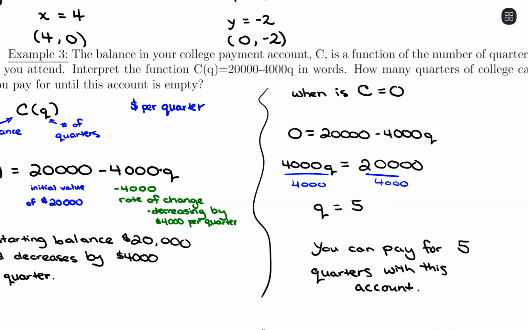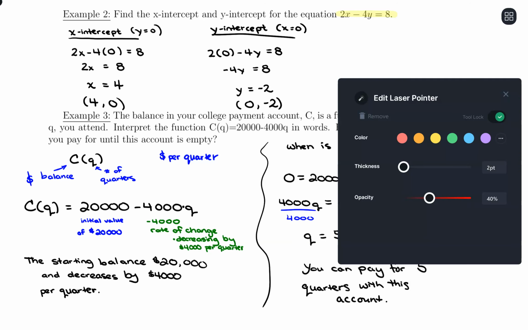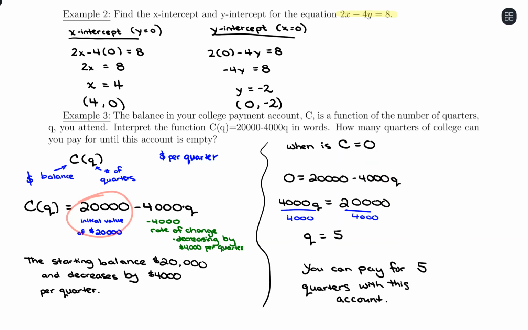All right, so there's a little interpretation, as well as this just found an intercept. As soon as you set an input or an output to 0, you're finding some sort of intercept, whether in this case it would be like the balance being 0 or the number of quarters being 0. If we were looking at the number of quarters being 0, then that would be that balance of $20,000. Here we're looking for a balance of $0, which is the idea of the account being empty.